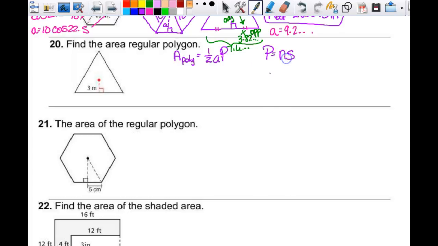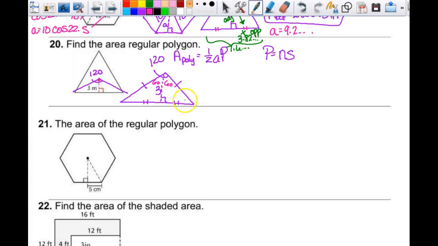Perimeter is equal to n times s. What they give me is the apothem. So I draw in the two radii. This angle is 360 divided by 3, which is 120. I redraw this triangle out here so I can find what I need. Because I have the apothem, it's 3. This whole thing is 120. I know that these two are congruent, and these two are congruent. So this is 60 and 60.